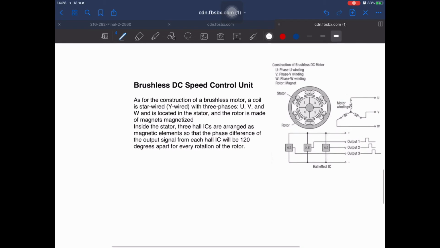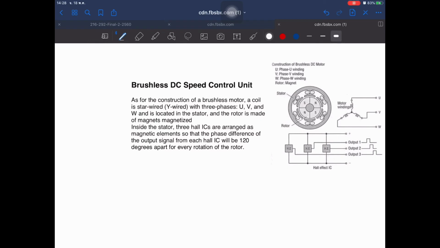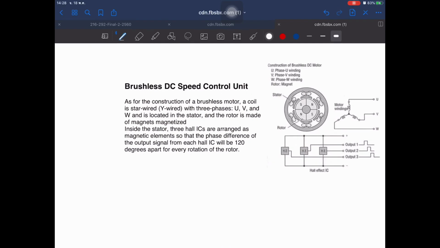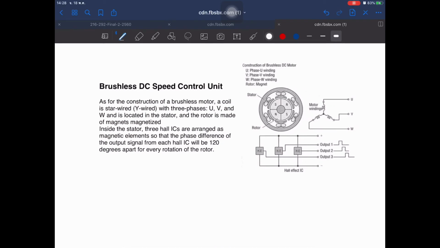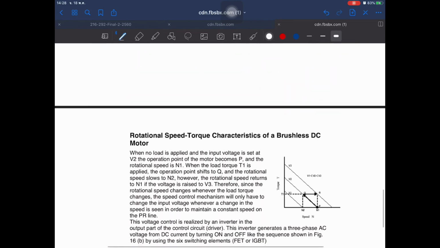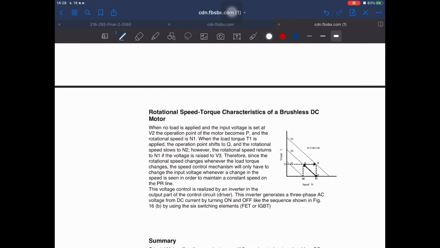And inside the stator, three Hall ICs are arranged as a magnetic arrangement so that the phase difference of the output signal from each Hall IC will be 120 degrees apart for every rotation of the rotor.